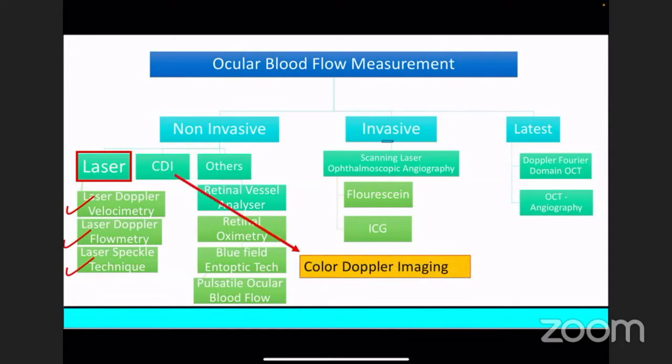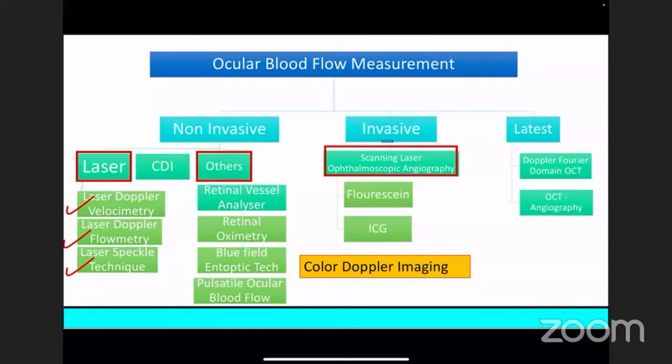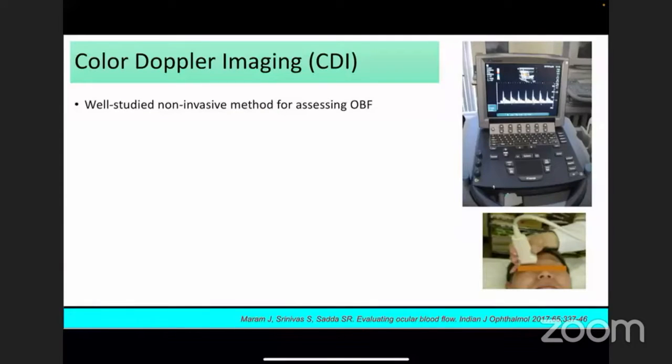Then we have color Doppler imaging, which is a widely used technology because machines are widely available at various centers. It is used for doing color Doppler in carotids also, and therefore we can utilize this machine. So I will be discussing color Doppler imaging in detail. Then we have other modalities like retinal vessel analyzer, retinal oximetry, blue field entoptic technique, and pulsatile ocular blood flow. Besides this, we have an invasive technique in which scanning laser ophthalmoscopic angiography is done with the help of fluorescein dye or ICG dye. And then we have the latest two technologies, which are Doppler Fourier domain OCT and OCT angiography.